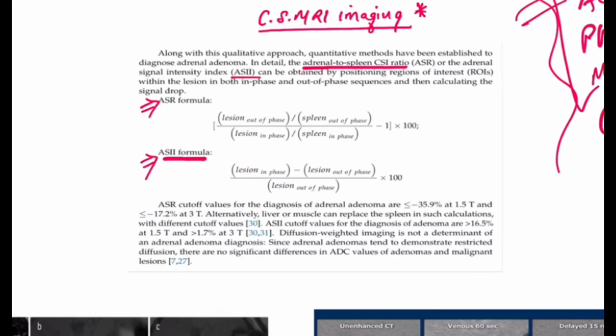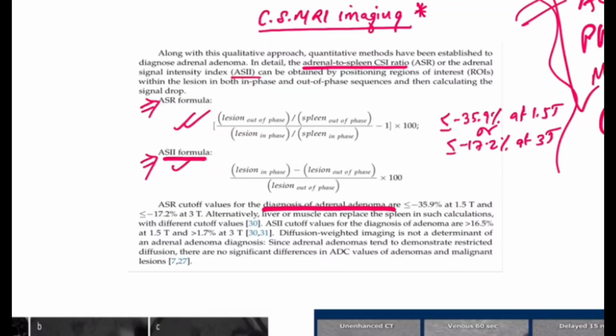Okay, so the ASR formula is calculated via this, and if the values are less than or equal to minus 35.9% at 1.5 Tesla, or less than or equal to minus 17.2% at 3 Tesla, this is diagnostic of adrenal adenoma. And for the ASII, the adrenal signal intensity index, this is the formula, and the cutoffs for the diagnosis of adenoma are more than or equal to 16.5% at 1.5 Tesla, and more than 1.7% at 3 Tesla. Okay, so this is chemical shift MR imaging.